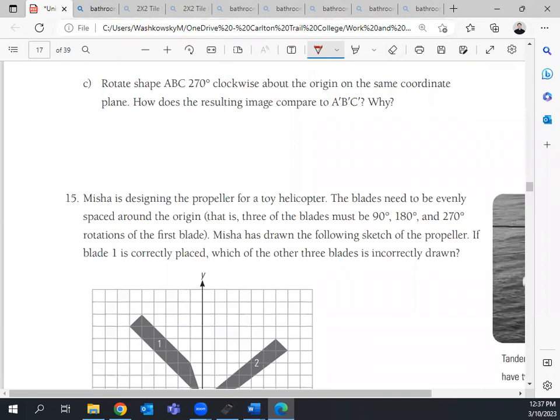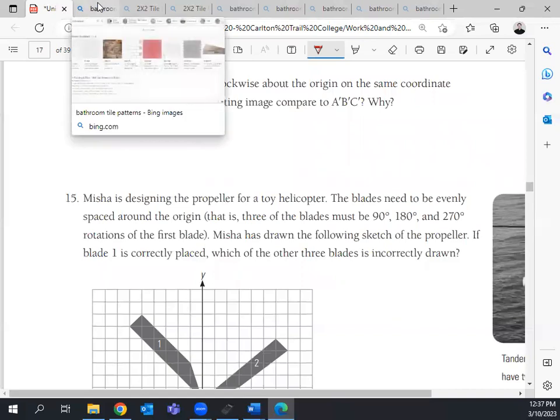Oh, give us a second. Yeah, we get to paint. I'm not sure. Where are they going? Oh, okay.